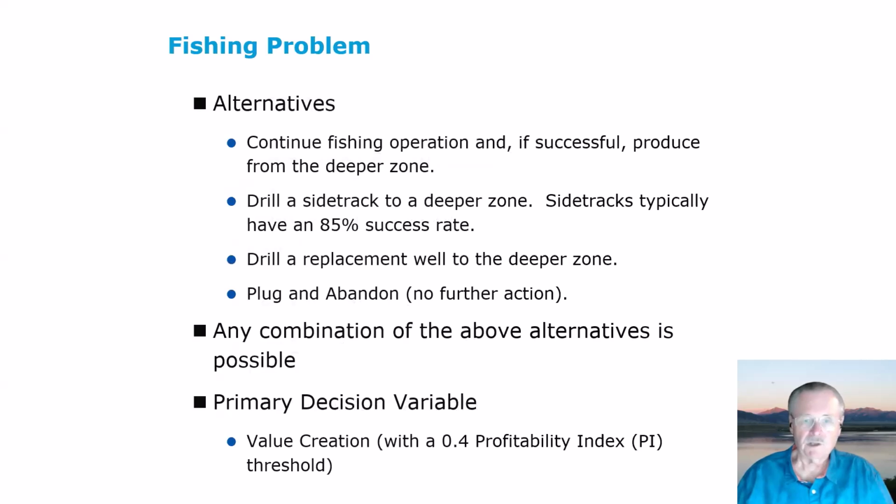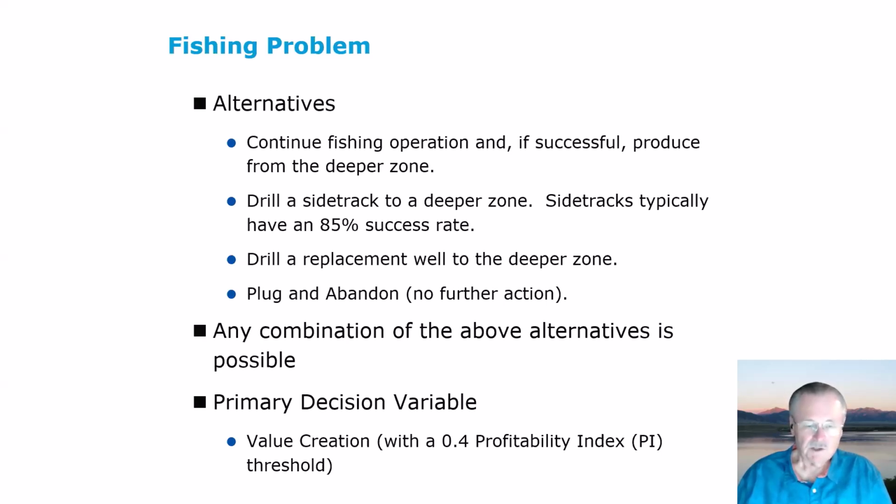So what are some of those alternatives? Well, we can continue the fishing operation and, if successful, produce from the deeper zone. That's what they have been doing. They could drill a sidetrack well to a deeper zone. Sidetracks typically have an 85% success rate. Or they could just drill a whole new replacement well to the deeper zone. Or they could say, forget it, let's just plug and abandon, no further action. And we can do any combination of the above alternatives if we want to, depending upon the success of the fishing, the sidetracking, or the replacement well.